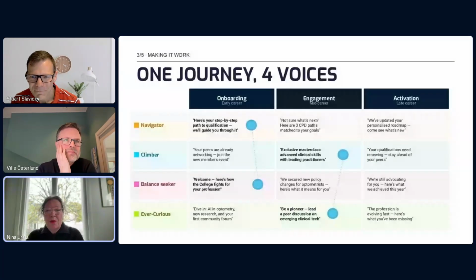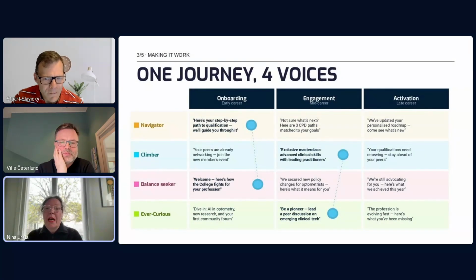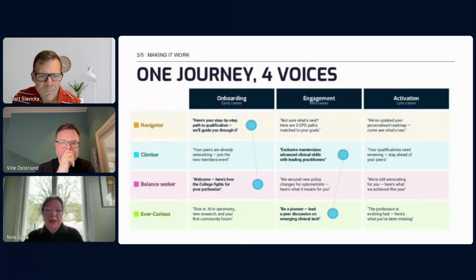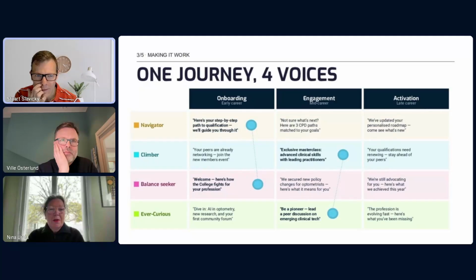So the personas helped us to understand the journey and how it should be communicated throughout their own path. The journey itself broadly was the same: onboarding in early career, engagement in mid-career, and activation in the later phase. But the messages, the tone of voice, and especially the value proposition need to be designed differently for each group.